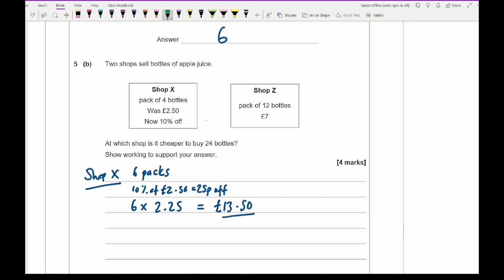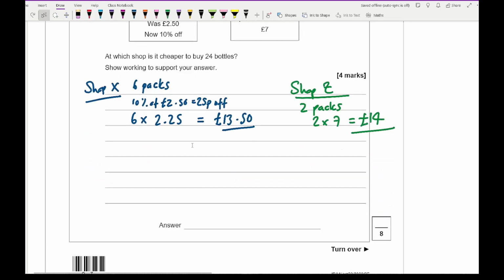Then if I work out for shop Z, I'm going to need 2 packs, and that's going to be 2 times 7, which is £14. So which is cheaper? It's going to be shop X.